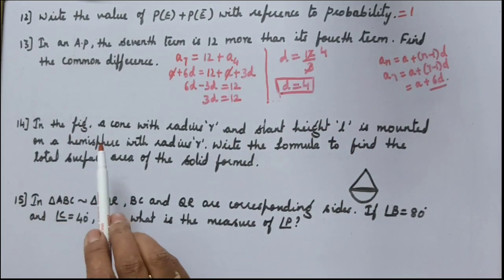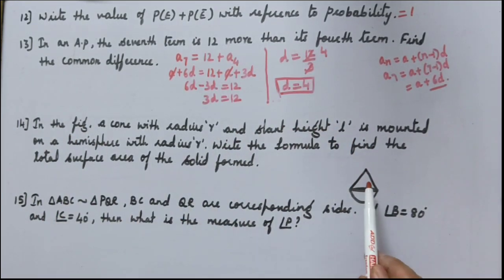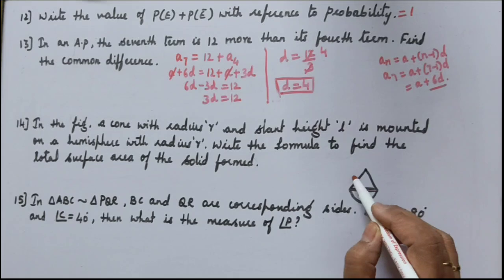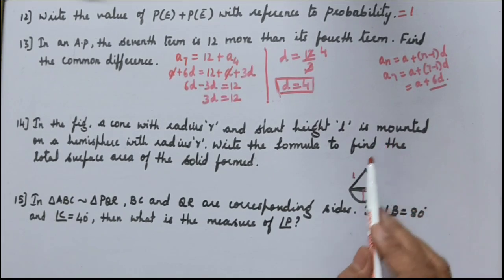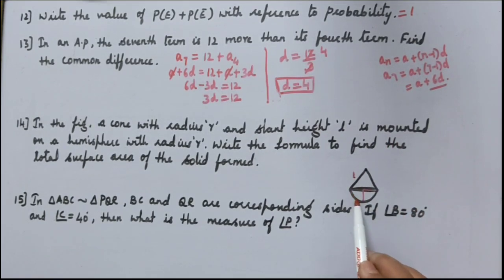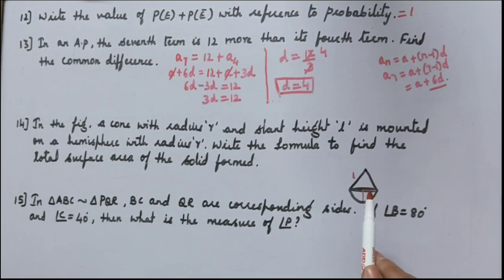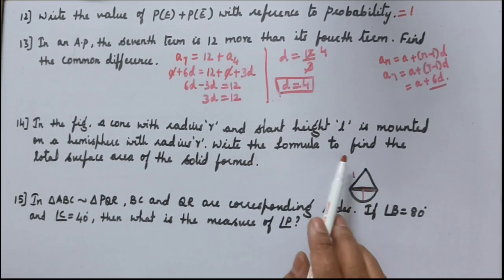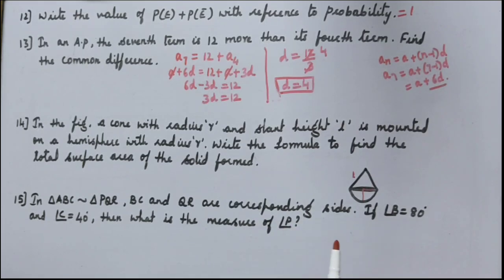In the figure, a cone with radius r, this is the radius, and this is the slant height, is mounted on a hemisphere. This is a hemisphere, and upon that a cone is being placed. It has got the same radius as the cone and the hemisphere. Write the formula to find the total surface area.